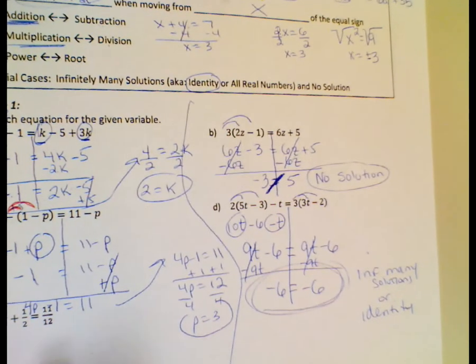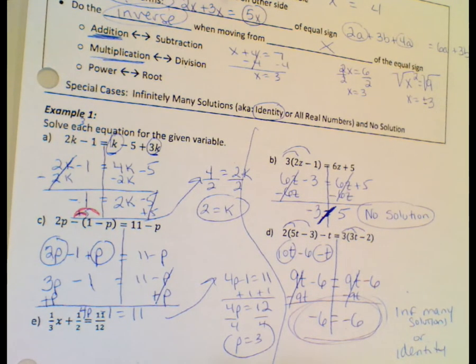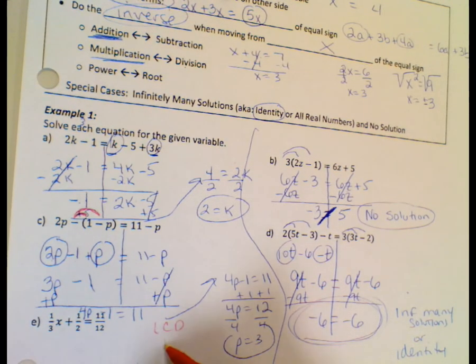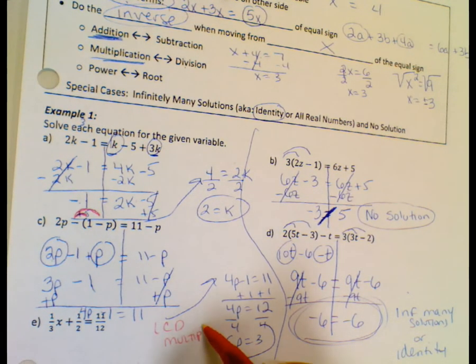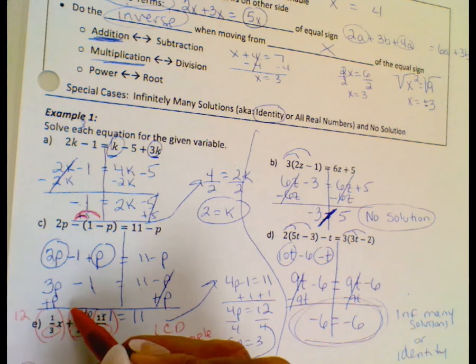So E, how do you solve an equation with fractions? You could just subtract 1/2 from 11/12 and use a calculator, or you could get rid of all the fractions by multiplying everything by something called the LCD, which is called the common multiple. What is a number that is a multiple of 3, 2, and 12? Hopefully you're saying 12, because 3 times 4 is 12, 2 times 6 is 12, 12 times 1 is 12. All of these have a multiple of 12. So what you would do is you would multiply 12 to each one of these fractions.